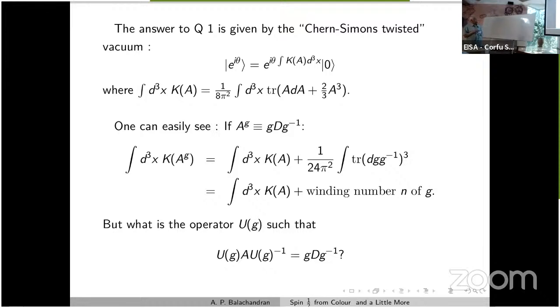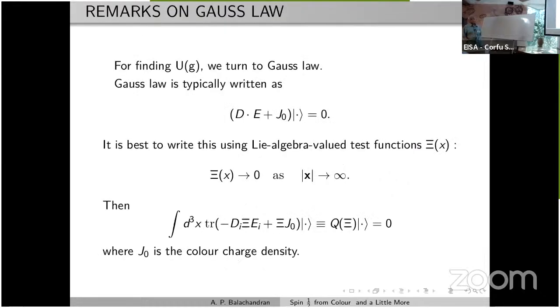But what is the operator UG? I said that UG A UG inverse is GD G inverse, and I have used it here. So what is this UG? Well, here the full power of the Gauss law comes into play.